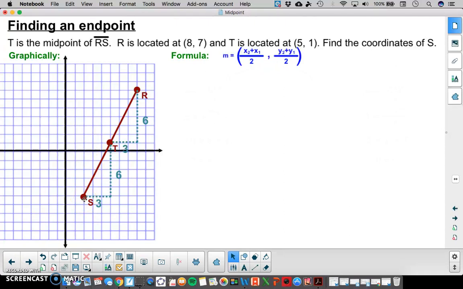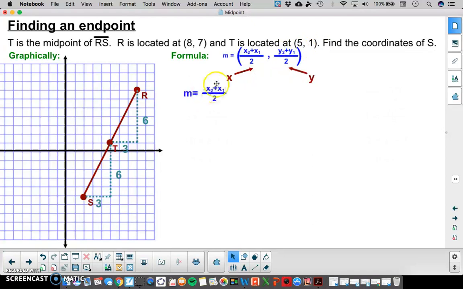For the formula, we're going to use our midpoint formula, but in a different way because we're given different information. Here, that x-coordinate for the midpoint is given by x2 plus x1 divided by 2. The y-coordinate of the midpoint is given by y2 plus y1 divided by 2. These x and y values were already given to us with that point T at 5, positive 1. We can use those values and work backwards algebraically.